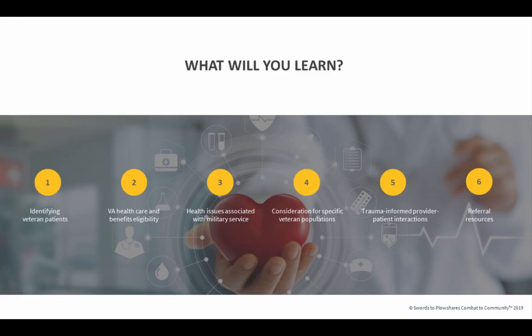So we'll be talking about how to identify veteran patients, VA healthcare eligibility, issues associated with military service, different populations within the veteran population, and trauma-informed care.